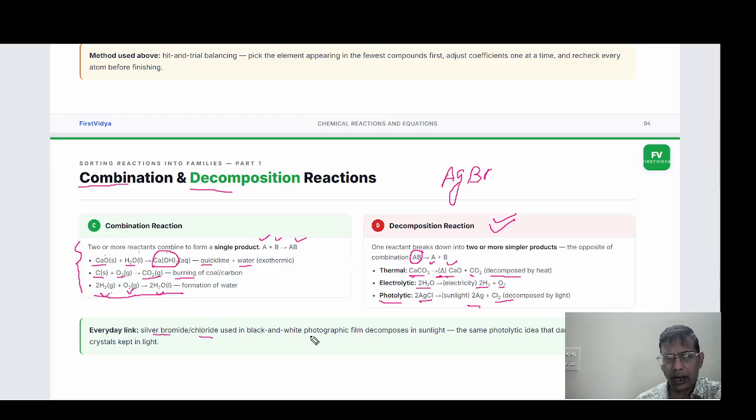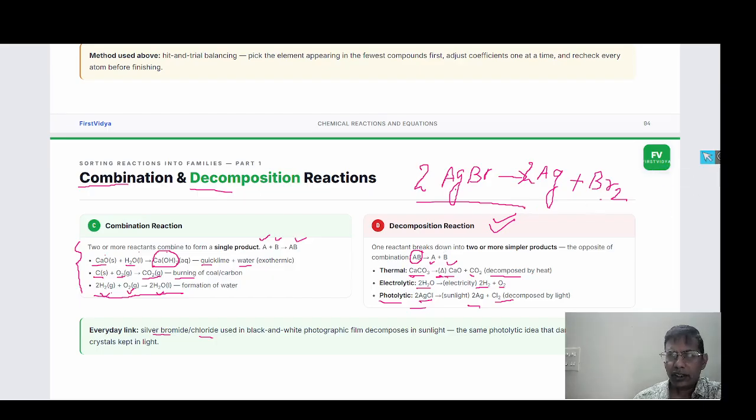Used in black and white photographic film, it decomposes in sunlight. So how does it decompose in sunlight? So how does it happen? It will be Ag plus bromine, right? So can we balance it? So bromine is there here, right? So here also what will happen? Here also 2, right? And here, because now 2 Ag this side, so 2 atoms of Ag here also. So this is the balanced equation. One is given, the other one we can write on our own.